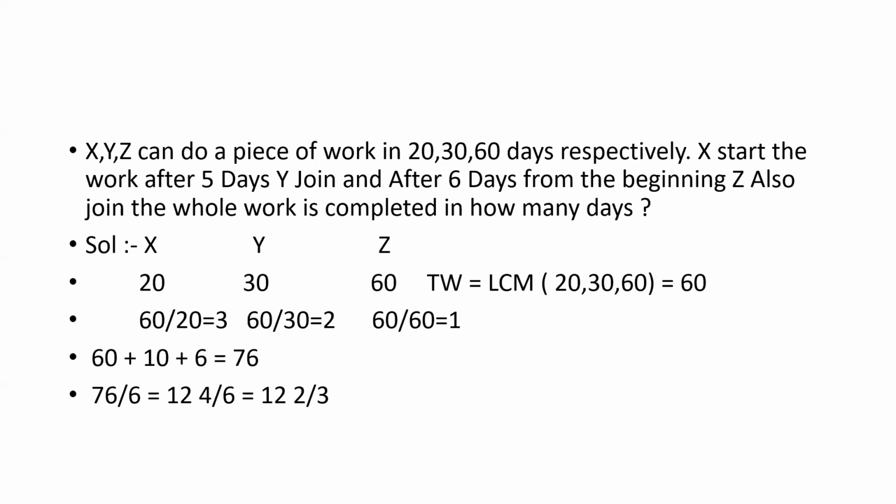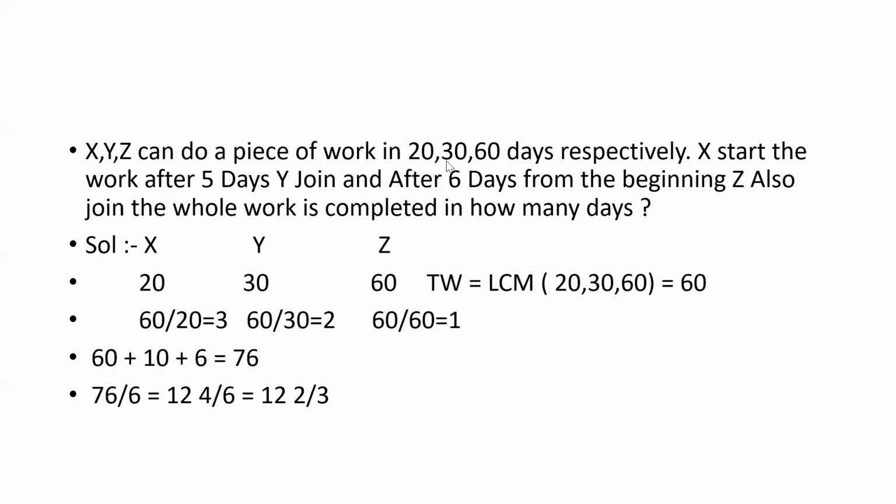X, Y, and Z can do a piece of work in 20, 30, and 60 days respectively. X starts the work first, and after 5 days Y joins, and after 6 days from the beginning, Z also joins. The whole work is completed in how many days? Here we understand the question.